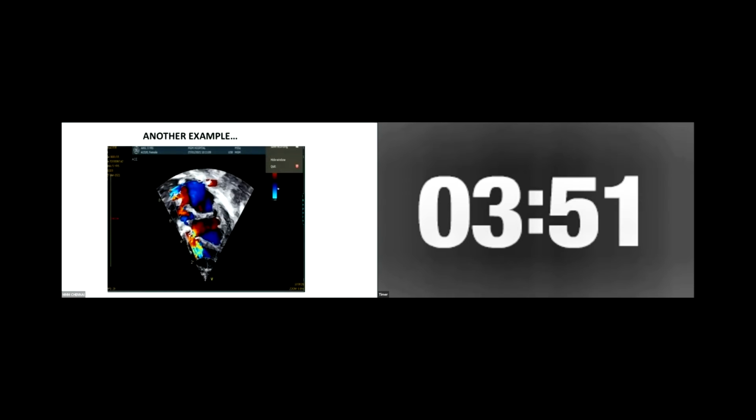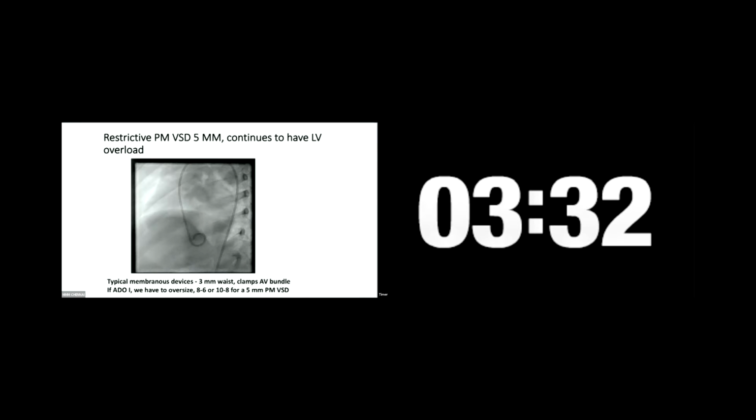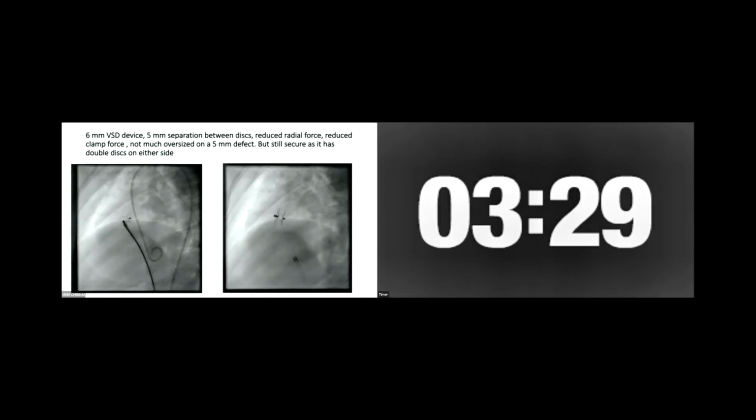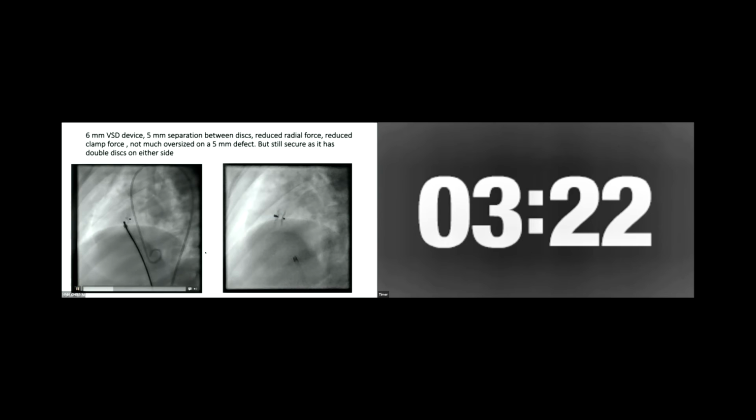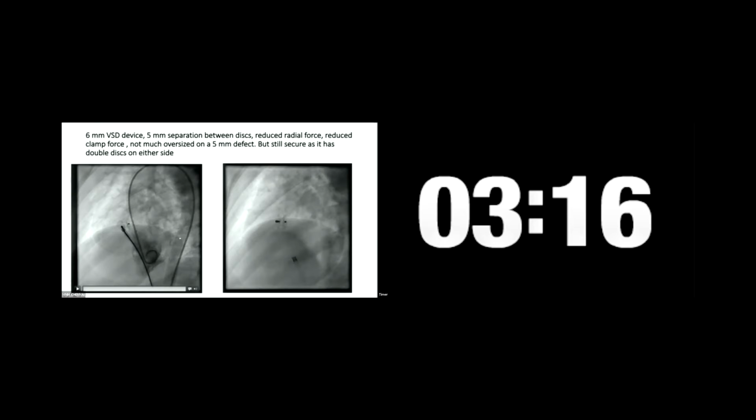Another example, this is a perimembranous VSD. As we know, a restrictive perimembranous VSD continues to have an LV volume overload pattern. We decided to go for a typical membranous VSD occluder. From 3 millimeter to 5.5 millimeter waist length is available. ADO1 is an option, but we would have to oversize by 8.6 or 10.8 for a 5 millimeter VSD. So we decided to go with a 6 millimeter VSD device because we measured 5 millimeter. This is a 6 millimeter membranous symmetric VSD occluder, with reduced radial force, not much oversizing, and being a double disc, the position is also secure. This is the final result, the VSD device in position and no aortic regurgitation or TR.